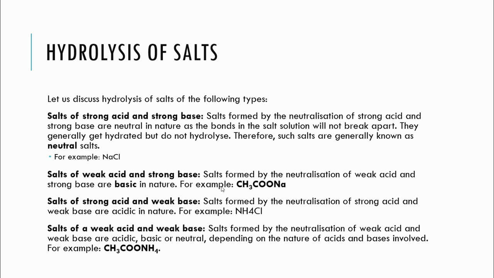And then you have this. Look at that: CH3COONa. It is coming from CH3COOH and NaOH. NaOH is strong. CH3COOH is not strong, it is a weak guy. So we have a basic salt being formed. Then salt of strong acid and weak base. You can guess that it will be acidic in nature. And that's NH4Cl. That would come from NH4OH and HCl. HCl is strong, NH4OH is not.